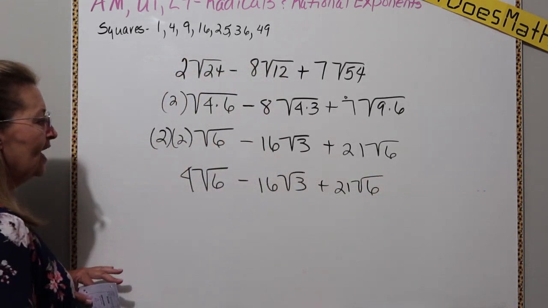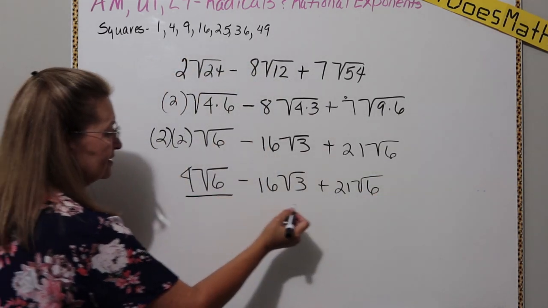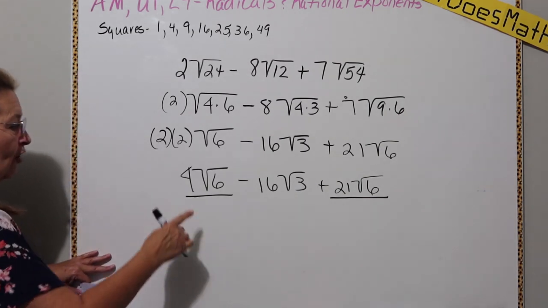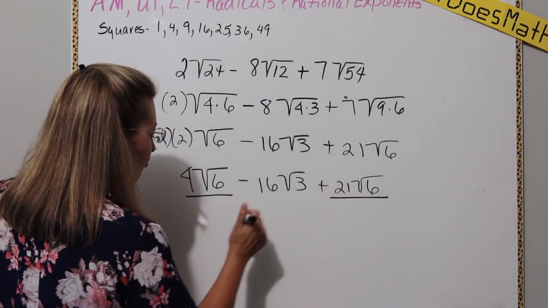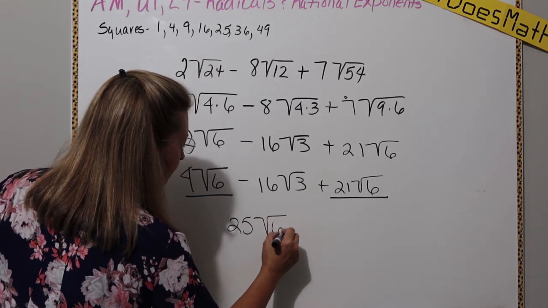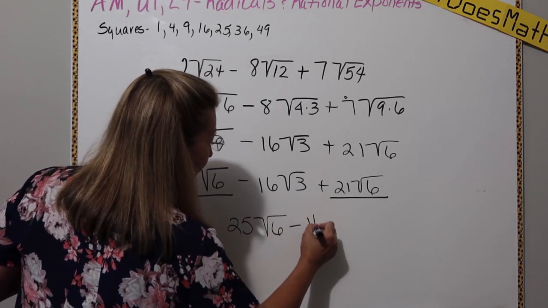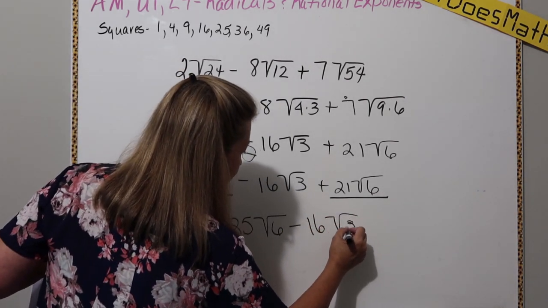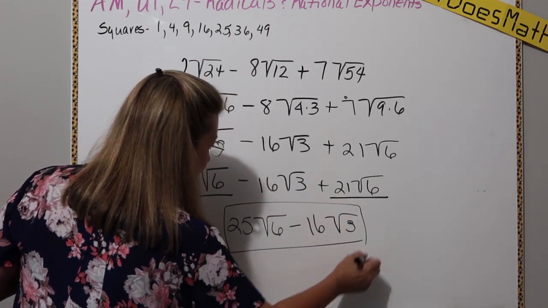Alright, so now what matches? This matches this. 4 plus 21 will give me 25 square root of 6. Now what about this? Well, nothing will combine with it, so it's just going to have to stay like it is.